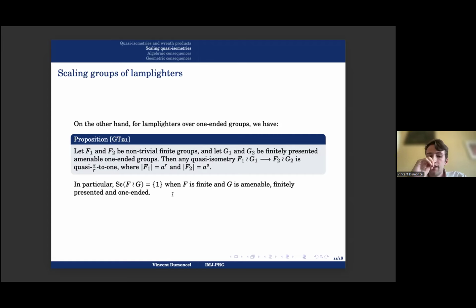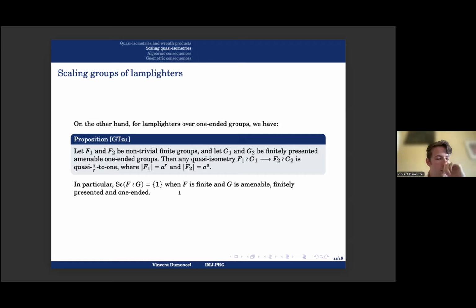So in other words, it says that as soon as you look at a self-quasi-isometry of this group F wreath G, it is always at bounded distance from a bijection. So this is quite a strong rigidity phenomenon, which is not true for many amenable groups, in fact.